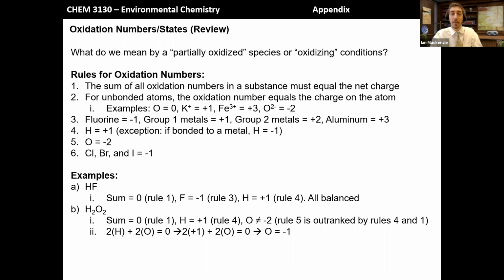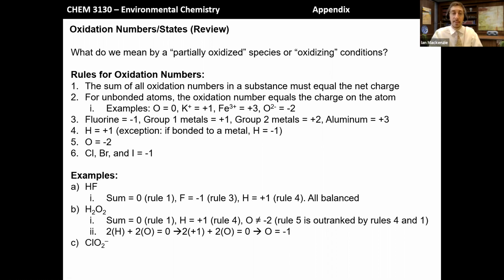We can write this out in an equation. If the sum of all the oxidation numbers must equal the overall charge, I can write 2 times the oxidation number of hydrogen plus 2 times the oxidation number of oxygen must equal 0. Hydrogen is +1. Oxygen, then, if I do some algebra, comes out to be -1.